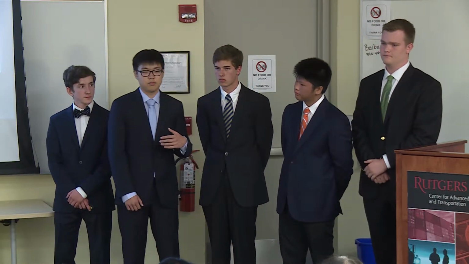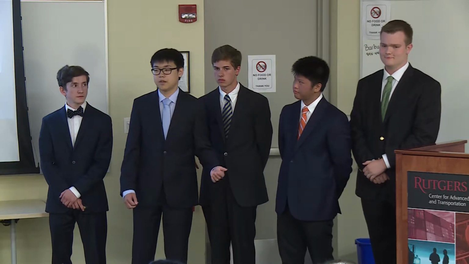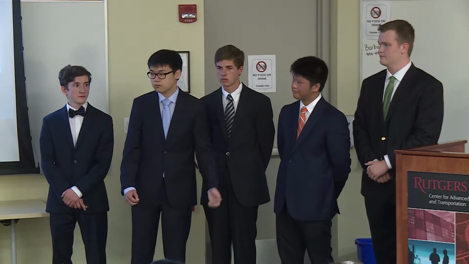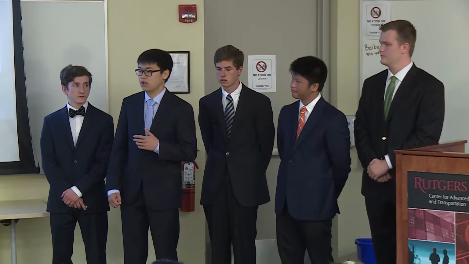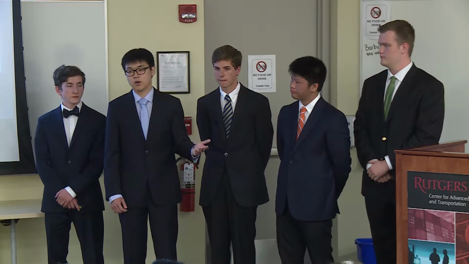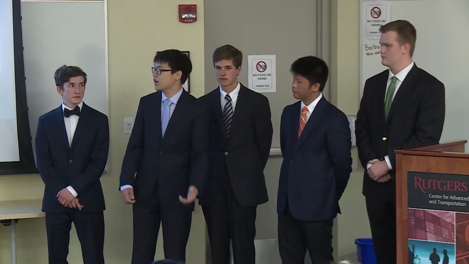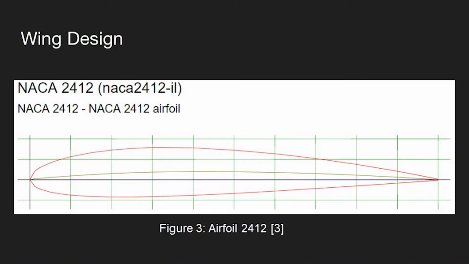So the most important part of any plane is the wing, because that is what allows the plane to fly. So when thinking of what kind of wing design we would use, we did some research, and we came across the NACA 2412, which is shown in figure 3.